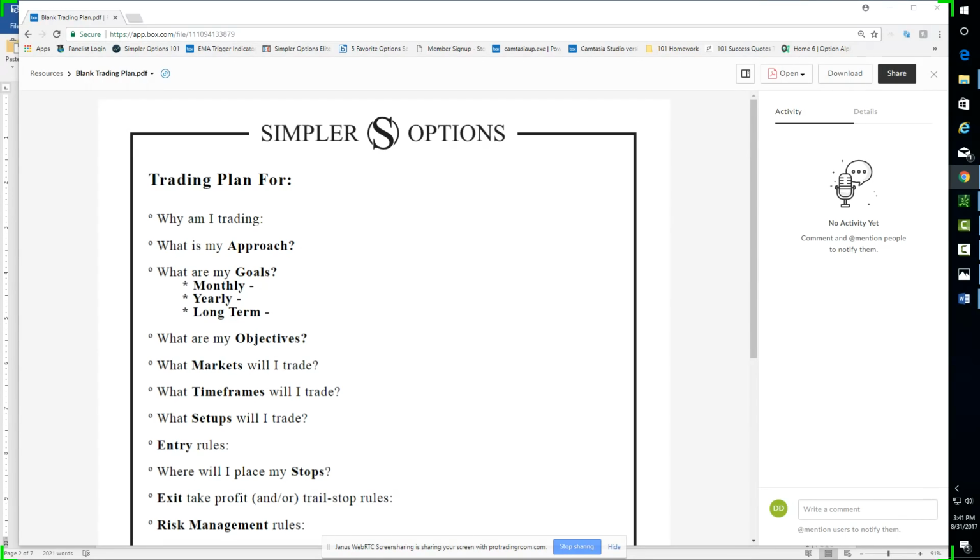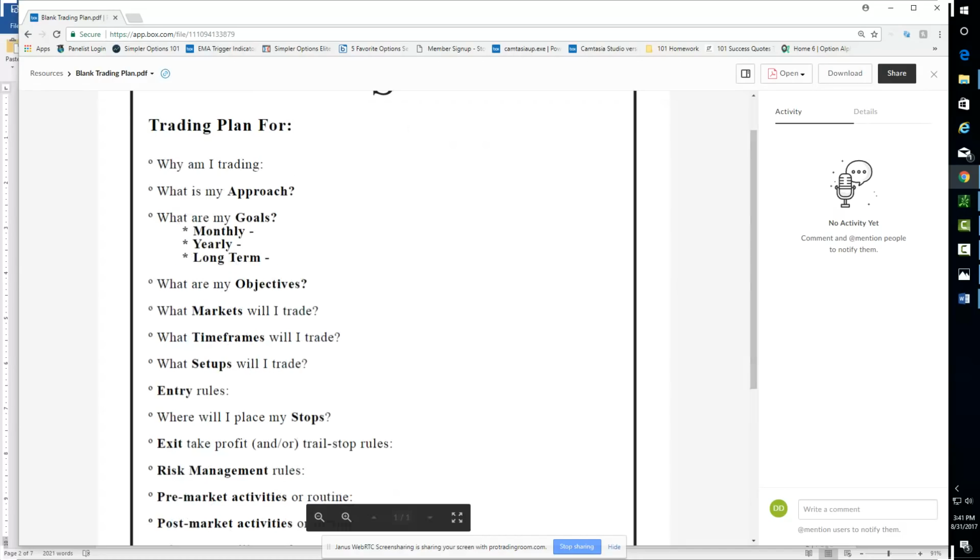So anyways, just starting at the beginning, these are the basic things that you should definitely include in the beginning of your trading plan. You absolutely should know, why are you trading? What is your approach? What are your goals?